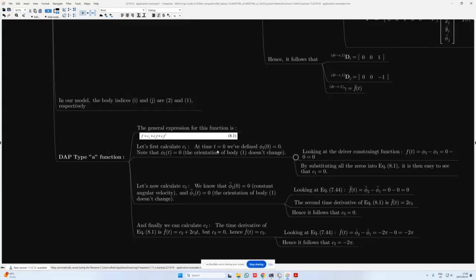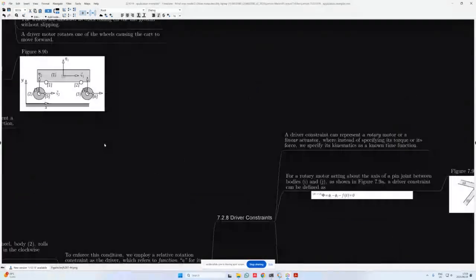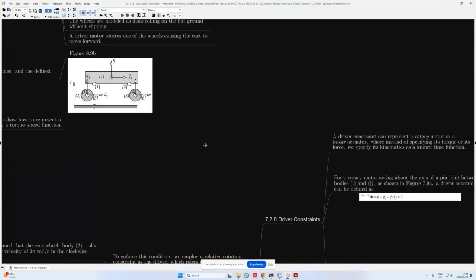So at time t equal to 0, we've defined that phi 2 at time 0 is equal to 0. We know this because if we go back to our schematic that we have over here, the xi2 coordinate axis is aligned with the x coordinate axis. So that means that phi 2's initial angle is equal to 0. And that is simply where we get that value from.